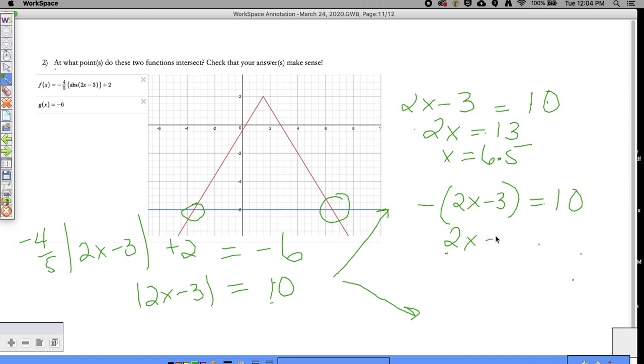And then again, 2x minus 3 is equal to -10 because I can divide both sides. And then I get 2x is equal to -7. So x is equal to -7/2, which is equal to -3.5.